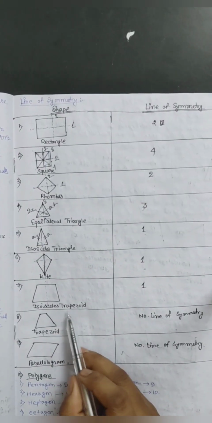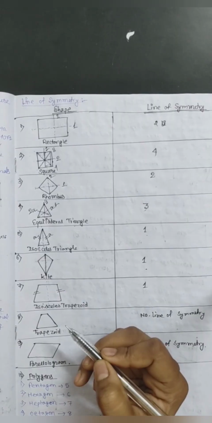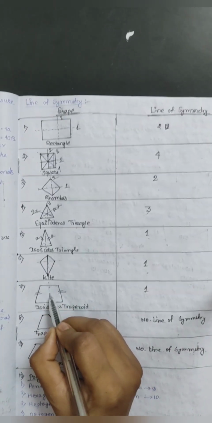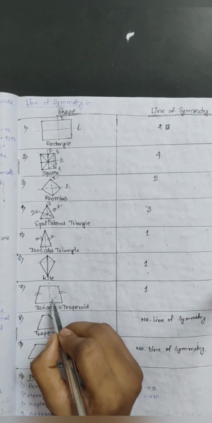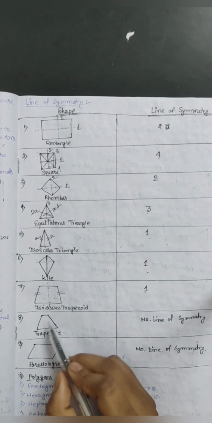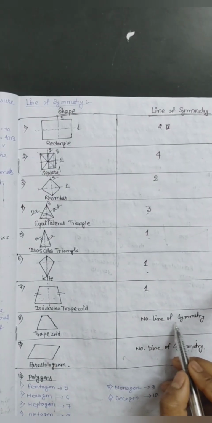Now an isosceles trapezium means these two sides are equal. So in an isosceles trapezium also we get one line of symmetry. How? If we divide this figure by this line, then we get two equal, similar parts. Therefore the number of lines of symmetry in an isosceles trapezium is 1. And in a general trapezium, it's not given that the sides are equal, so we can't divide it by any line of symmetry. So a trapezium has no line of symmetry.